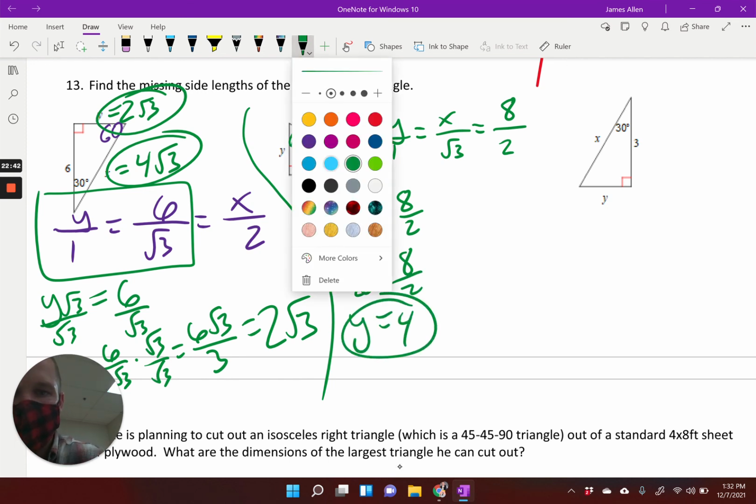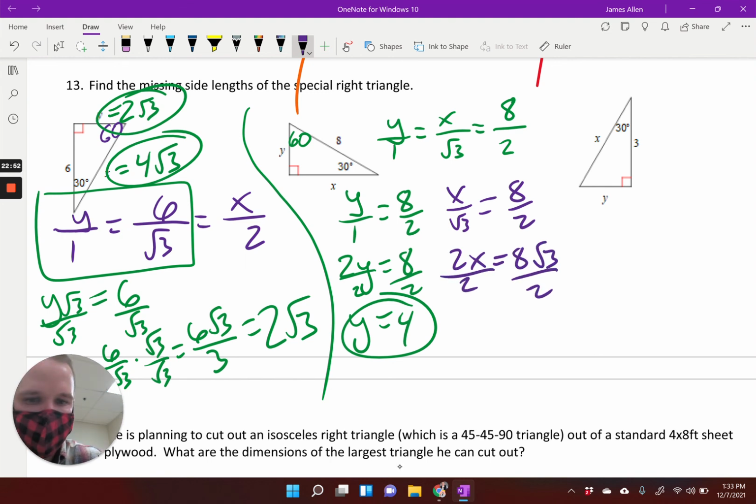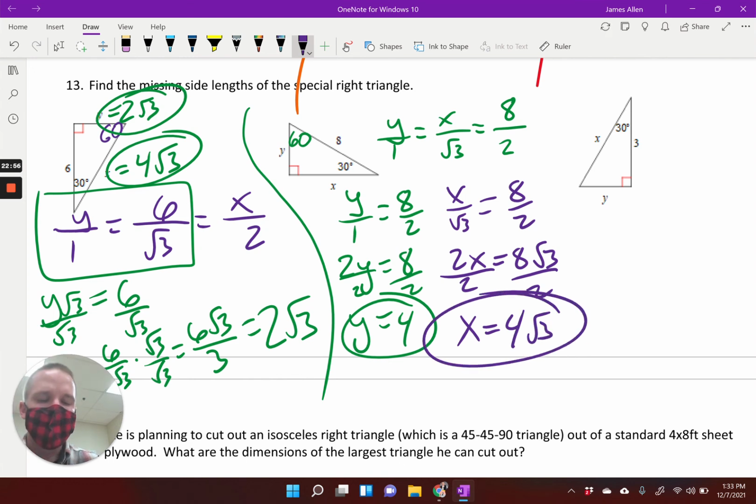Then I'll work with, how about the X's? So I have X over root 3 equals 8 over 2. Cross multiply, I get 2x equals 8 root 3. Divide by 2, and I get x equals 4 root 3. Woo! That's good stuff. That's what I'm talking about.